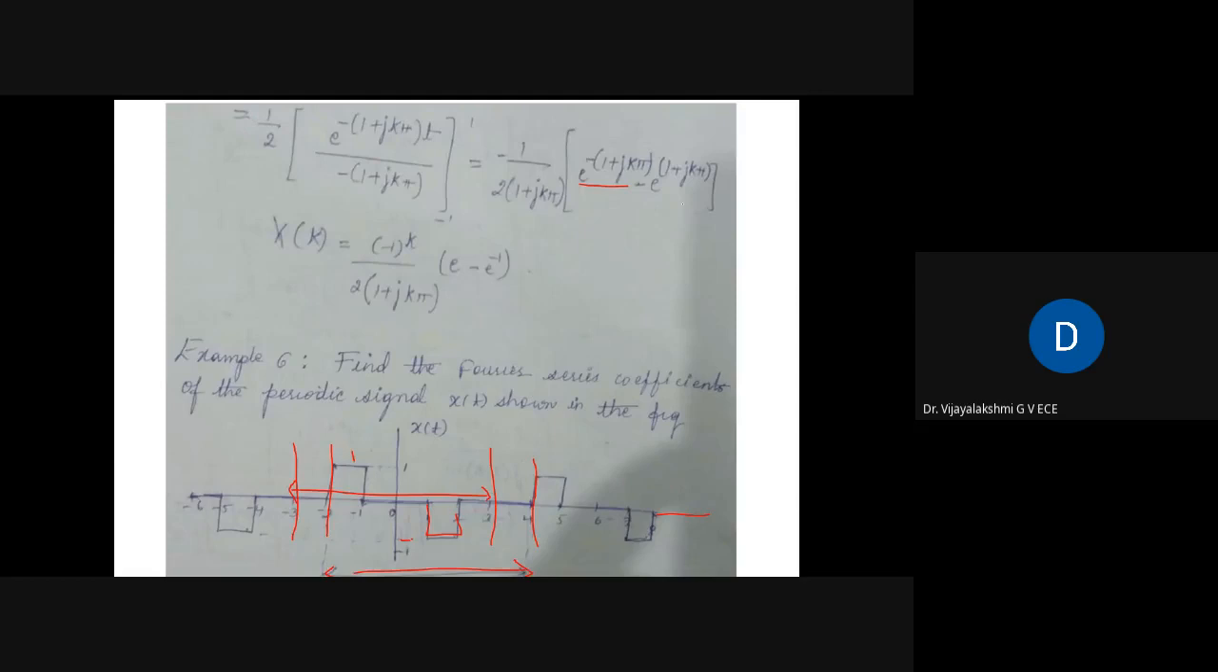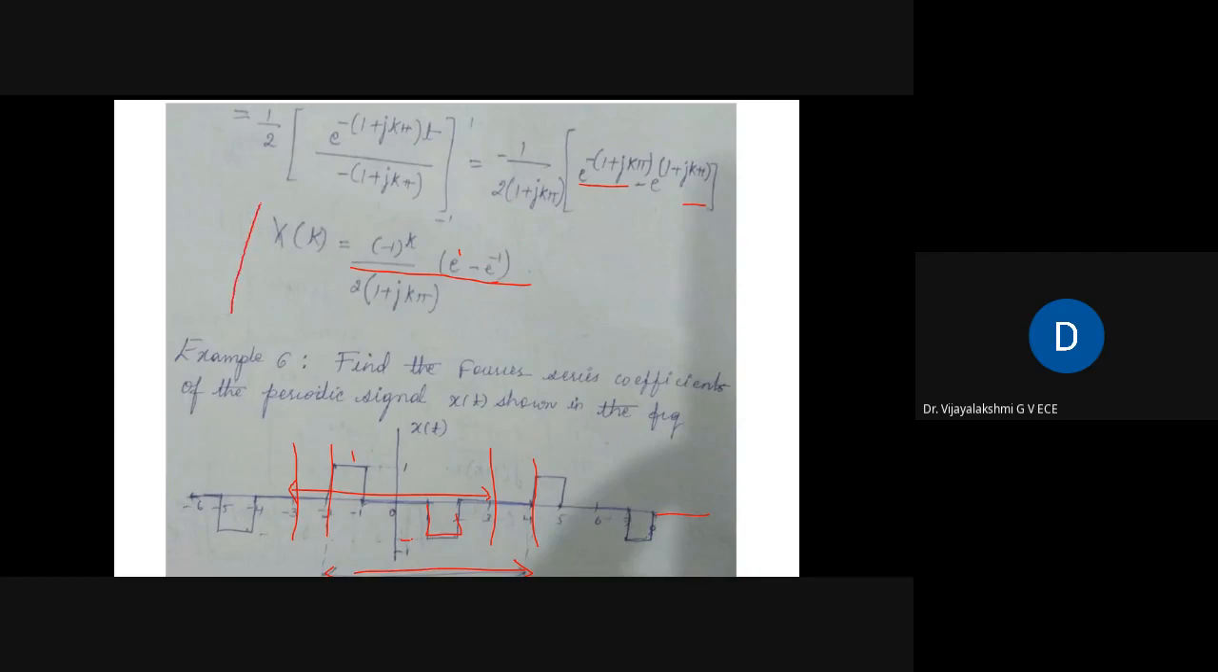This simplification I already showed you in the previous problem. So you can separate the terms: e raised to minus 1, e raised to j k pi. e raised to minus 1 is kept as it is, and e raised to j k pi is minus 1 raised to k. Similarly here, e raised to 1 is kept as it is, and e raised to j k pi is minus 1 raised to k. So minus 1 raised to k is taken as common. So you have e raised to 1 minus e raised to minus 1, divided by 2 into 1 plus j k pi.